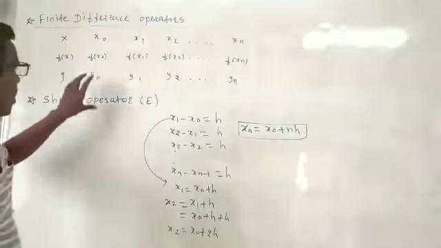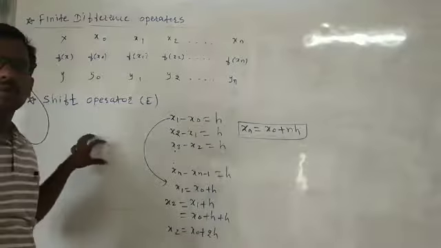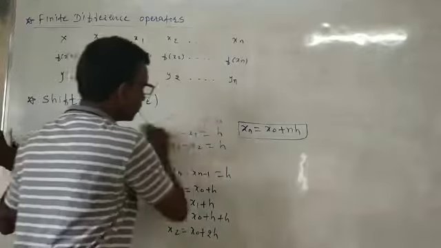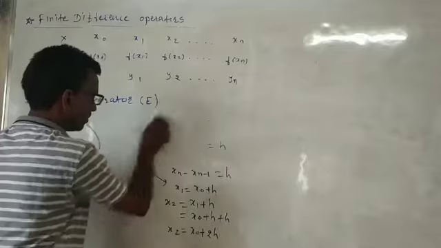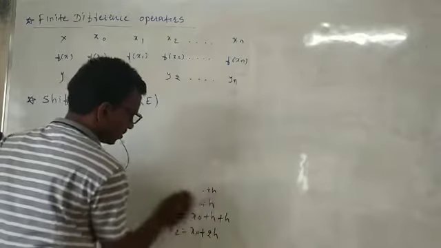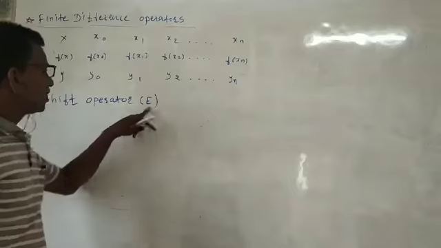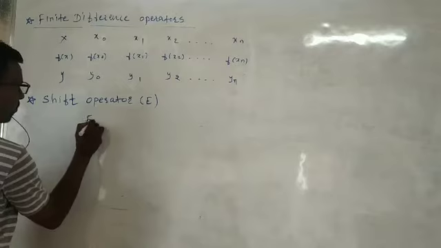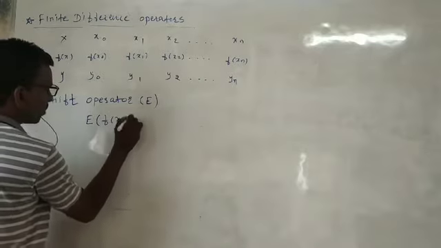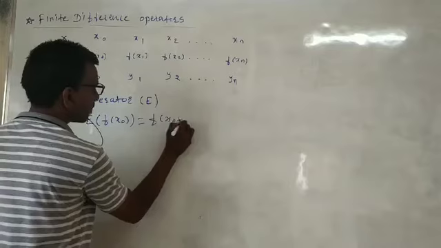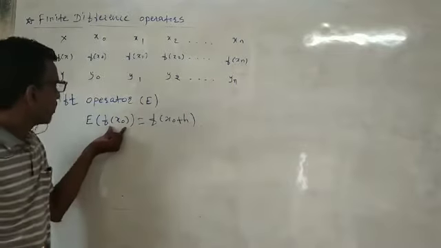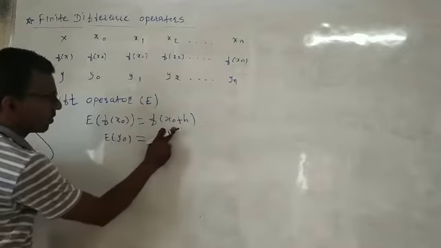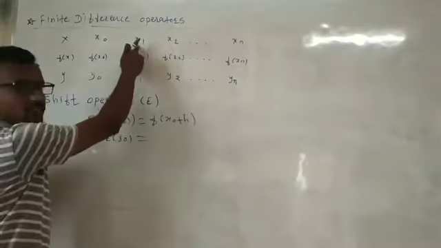Now, on this, we will define some difference operators. That is, first one is the shift operator. It is denoted as E, capital E. And it is defined as E of f of x0 is equal to f of x0 plus h. f of x0 is equal to y0. That is E of y0 is equal to f of x0 plus h, means it is x1.